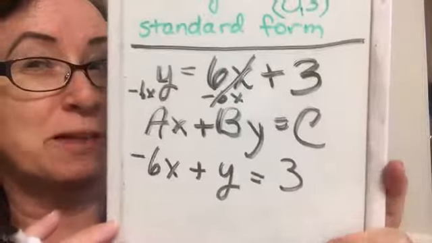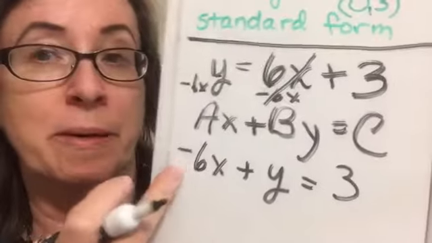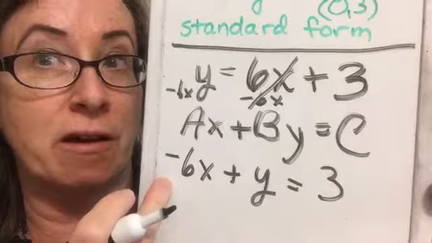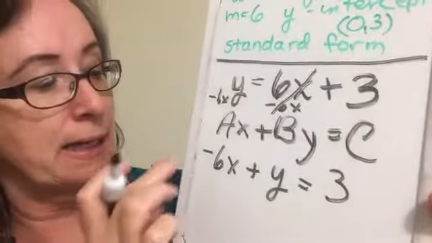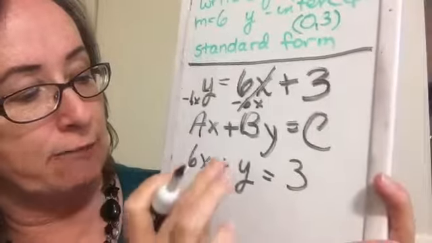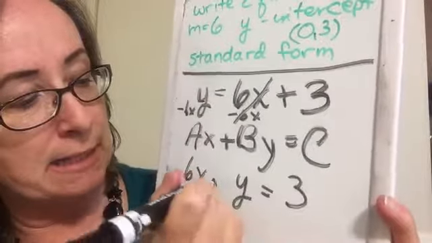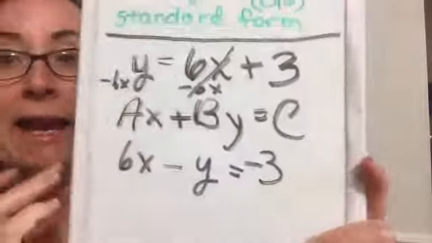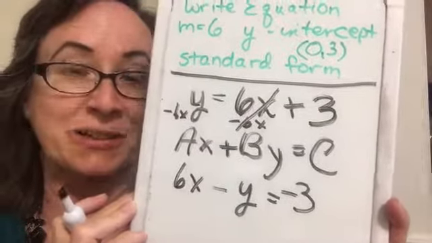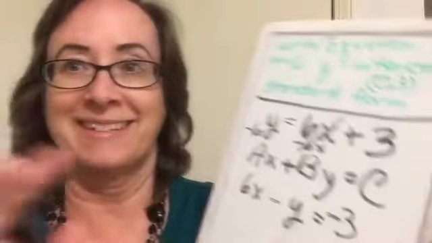We're almost there. What's the problem here? Remember, we can't have a negative on our x term. So we're going to multiply everything by -1, which means we change this negative to a positive, this positive to a negative, and this positive to a negative. And now that will be the answer to our problem.